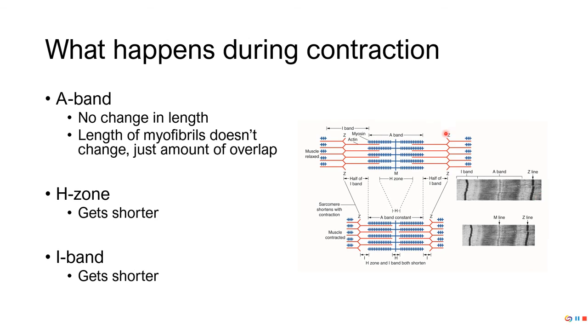Now, as you look at this figure, you can see that these bands and zones change during muscle contraction. At least some of them do. The A band stays the same because the myosin filaments don't get any shorter. They're just constant. All they do is pull the actin towards them. Then we've got the H zone, which gets shorter because we've got more overlap. And as we've got more overlap, there's less area where there's only myosin. The same is also true of the I band. As we have more overlap, there's more overlap that actin has with myosin.